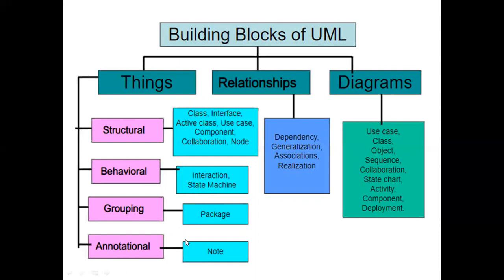And annotational things means, if there are any comments in the diagrams, you represent them by a note. Totally you have four things: structural, behavioral, grouping and annotational things. The four things are covered in the third unit, fourth unit, fifth unit and sixth unit.